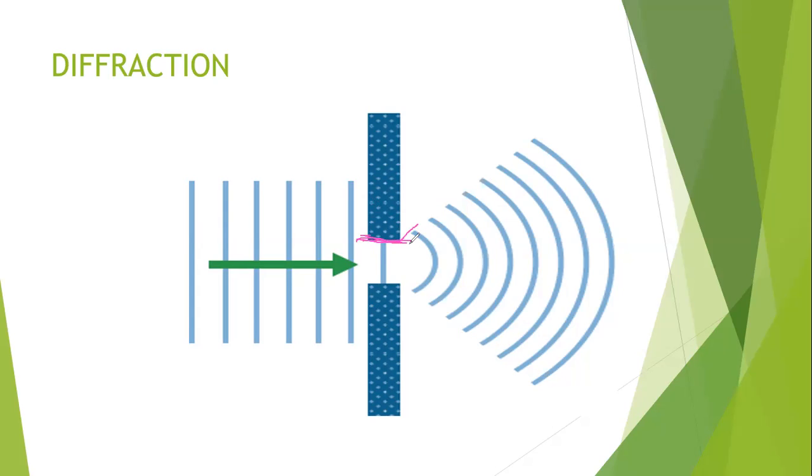Due to that bending, it will show light and dark two areas. This area will be the darker and this area will be the lighter due to the diffraction. Diffraction is basically the bending of the light when it hits the object, the edge of the object.